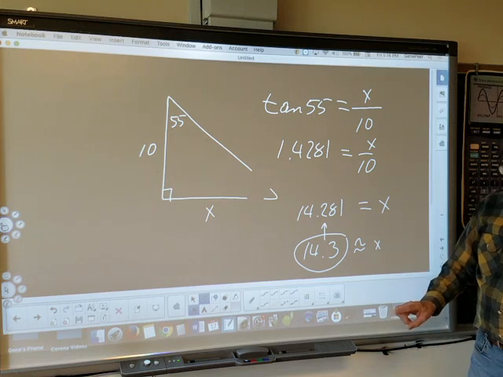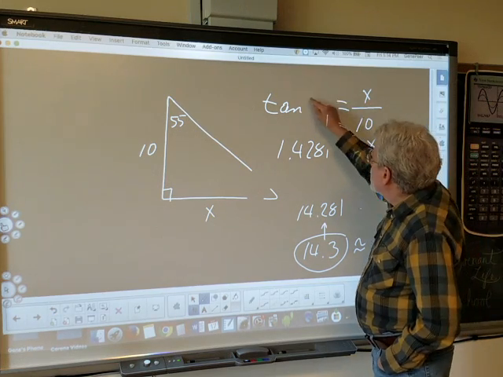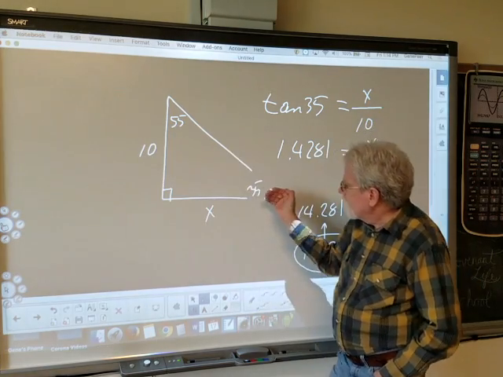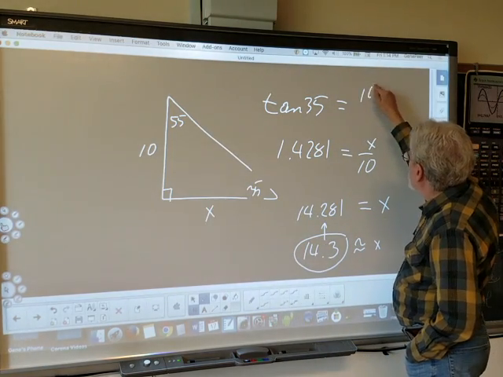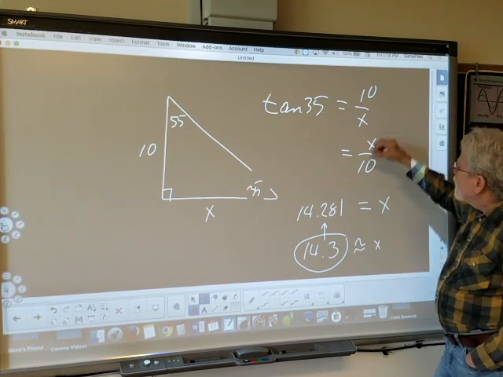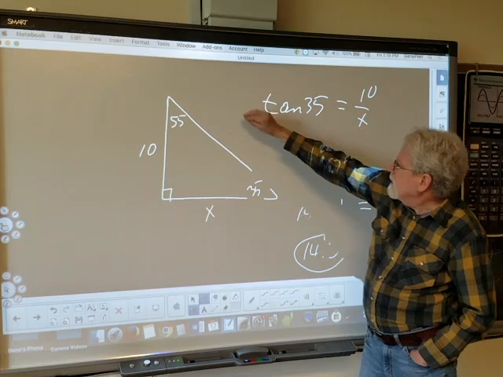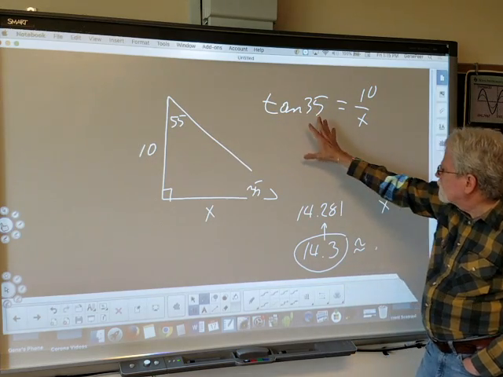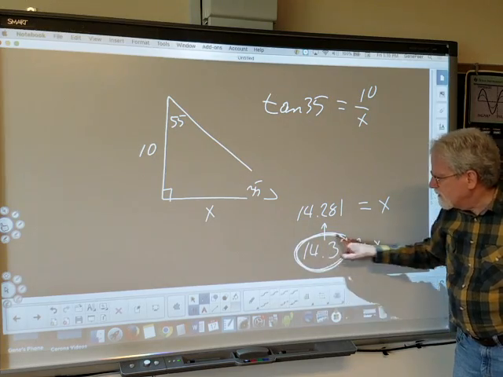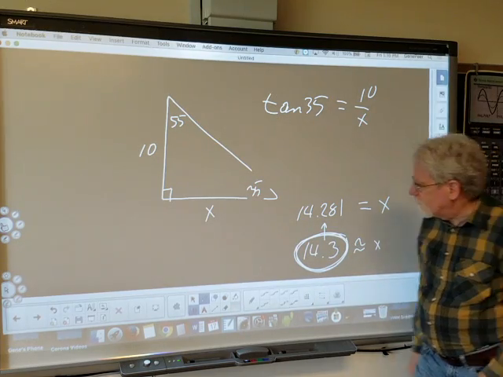Guess what we would have gotten if we had stuck with the 35-degree angle and did opposite over adjacent, which would be 10 over x, and then we multiply by x and divide by the tangent of 35? Guess what we get? Same thing. So it is your choice.